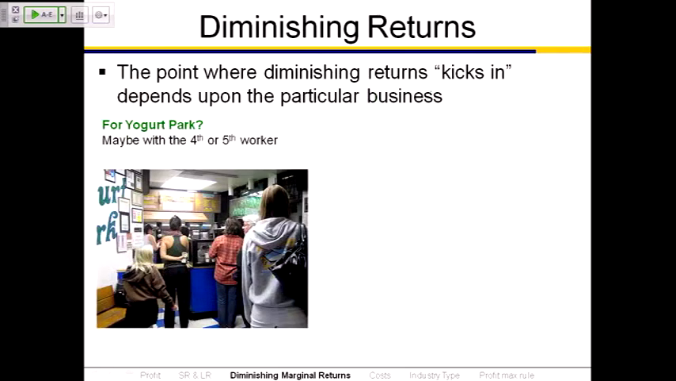So for Yogurt Park, the diminishing returns may kick in with the 4th or the 5th worker because then people start bumping into each other. And once the workers start bumping into each other, there are fewer opportunities for specializing the tasks and fewer opportunities for gains. And so those diminishing returns start kicking in when the labor, the variable input, is having to start really sharing the existing capital.